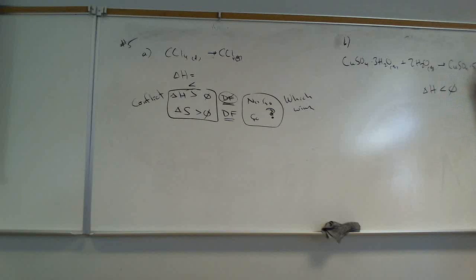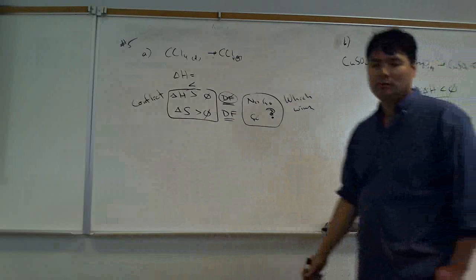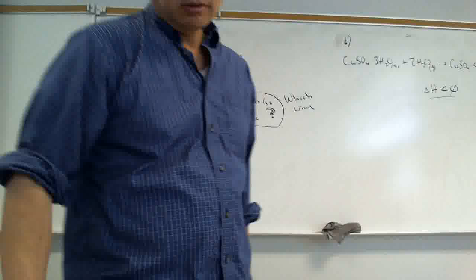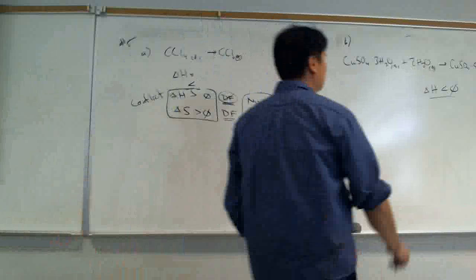To break the waters off, they're probably attached to the copper, like the complex. To break the waters off the copper, or knock the waters out of the holes in the crystal lattice, we need to add energy. We need to break things. Breaking things, endo, forming things, exo. So this is forming new, so that's exothermic. And now what about delta S?